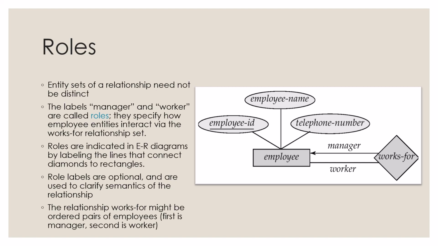So let's talk about roles. Entity sets of a relationship do not need to be distinct. So we have an employee entity set here, and we have a relationship works for. And you'll notice that there are these labels. One's called manager, the other one's called worker. These are called roles. They specify how employee entities interact via the works for relationship. So these are totally optional.